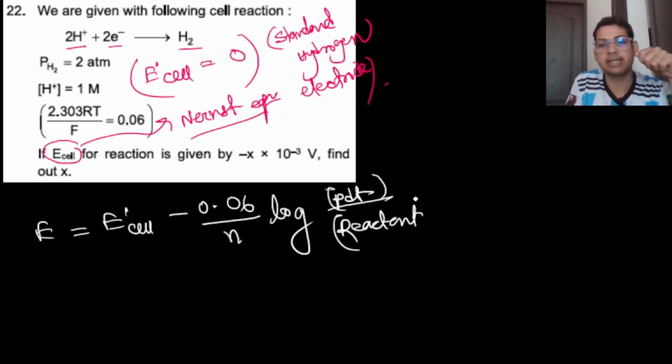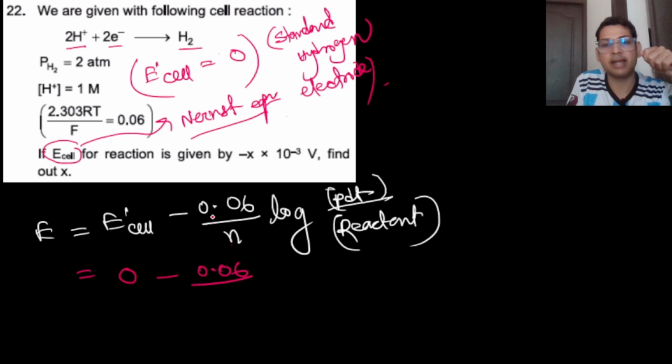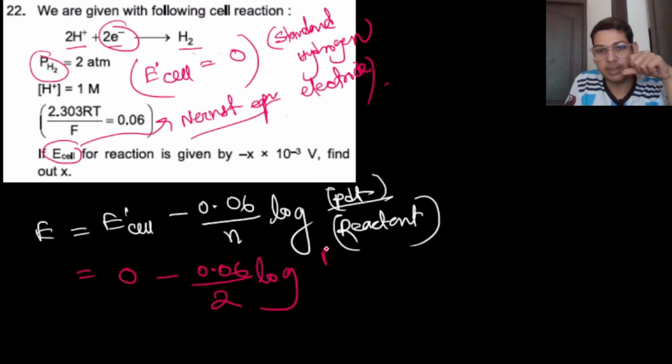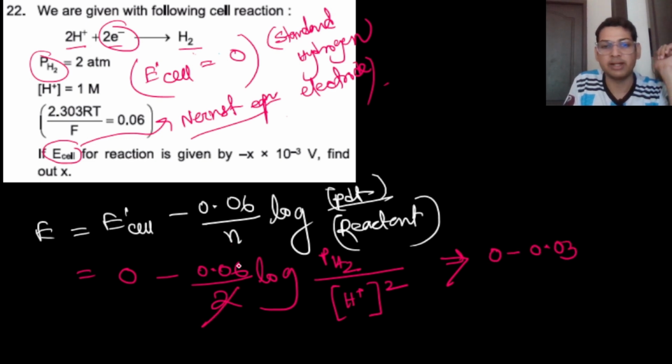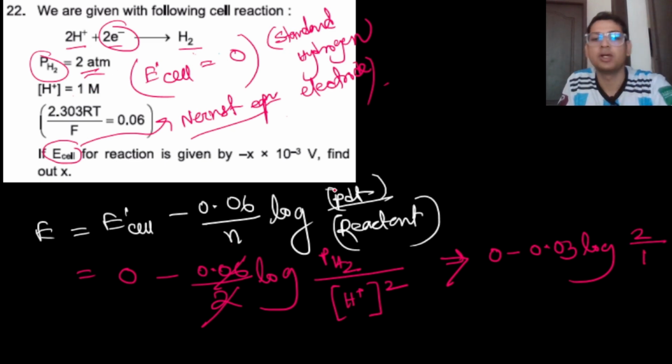Okay, sir, if this is the case, then put the values. So E naught cell value is 0 minus 0.06 by n, where n is the number of electrons changed, times log of the product, which is H2, so I take the pressure P of H2, and the reactant is the H plus ion. It has a stoichiometric coefficient 2, that will be in the power. Then this value is 0 minus 0.03. If I cancel it out, it will be 0.02 log, pH2 value is given as 2 atm, and the H plus value is given as 1 molar squared, that means 1, that means log 2.